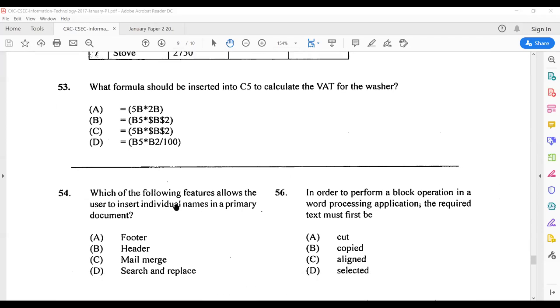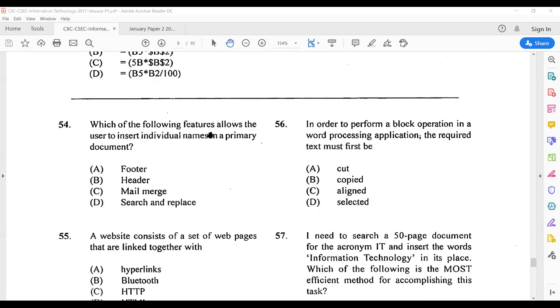All right, let's move to 54. Which of the following features allows the user to insert individual names in the primary document? Right, so some of the things to look at here is they're referring to a primary document. And that term is normally used when you use mail merge, right? And then it asks which allows the user to insert individual names. Remember, you could create one primary document, a letter, for example, and then you could access a data source, so a database table, and then print multiple documents for each user.